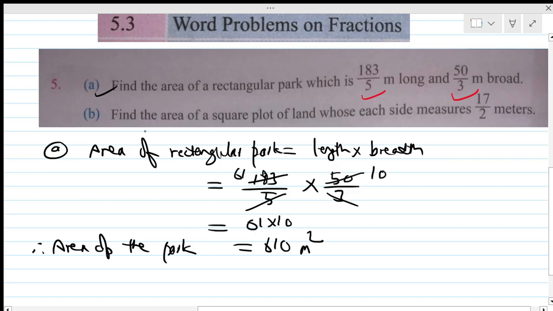Now in number B, what's here? Find the area of the square plot of land whose each side measures 17 by 2 meters. We have to find the area of the square plot. When you find the area of a square, it's the same as for the rectangle, length into breadth. For a square, both are considered equal, so length into length, that is length square. Or if you suppose the length of the square is L, then its area is L into L, that will be L square. So that we do here.